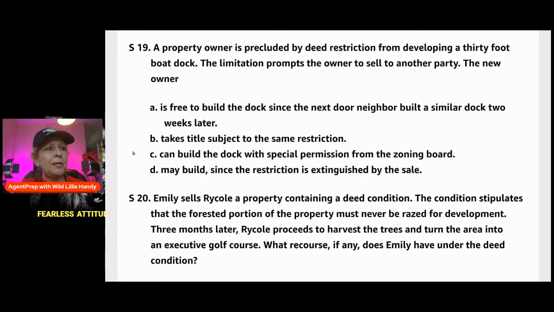B, takes title subject to the same restriction. C, can build the dock with special permission from the zoning board. Or D, may build since the restriction is extinguished by the sale.